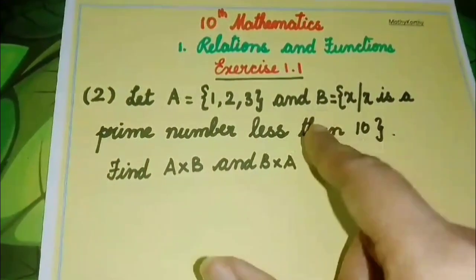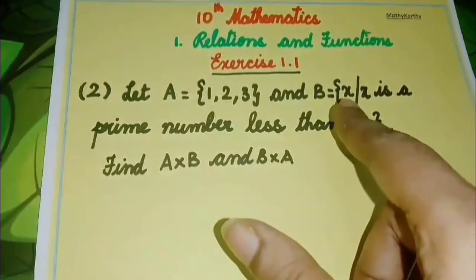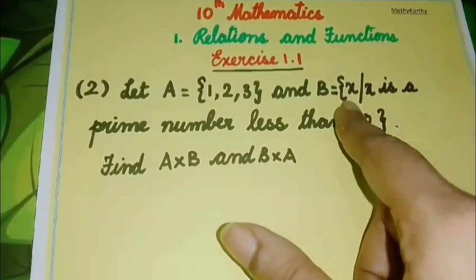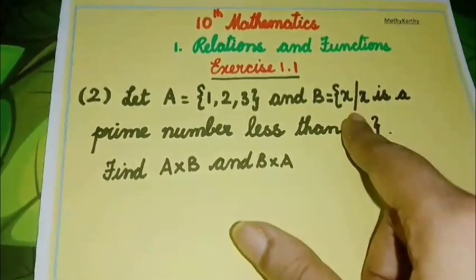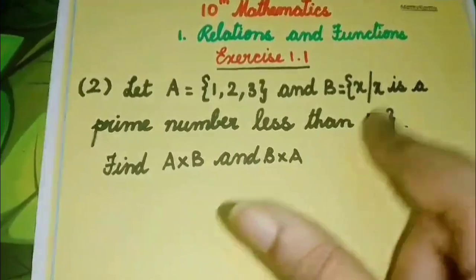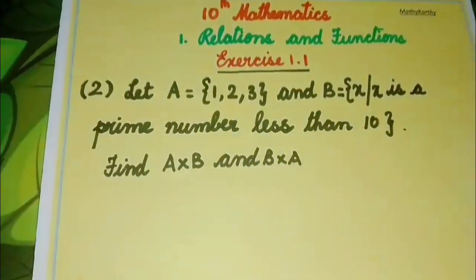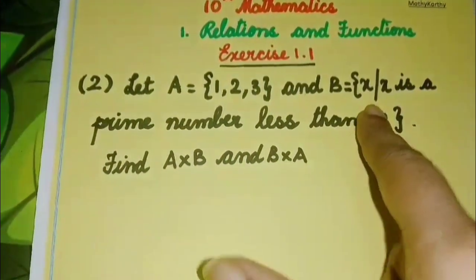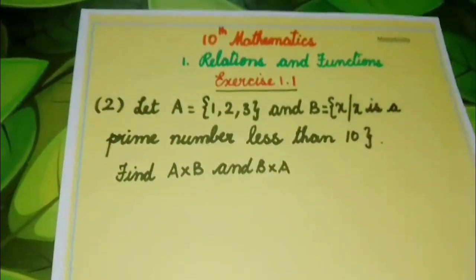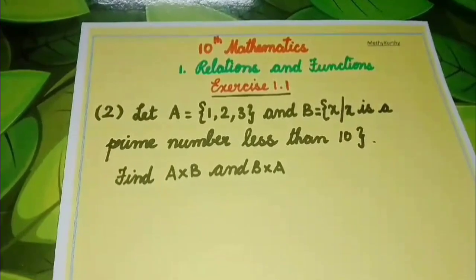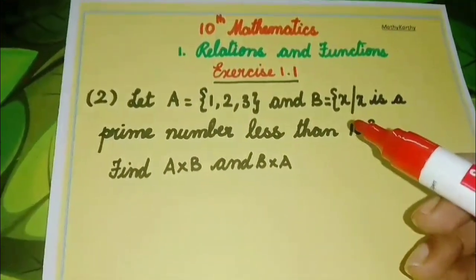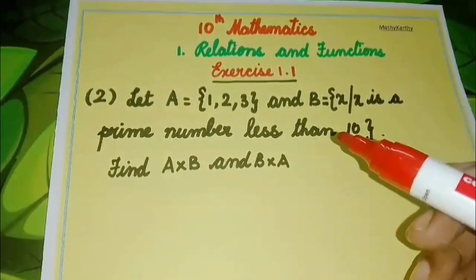What is B? B is the set which contains the elements X such that X is a prime number less than 10. So X has two conditions. What are those two conditions? X must be a prime number and X is less than 10. Shall we find these numbers? First, let us clear one condition.